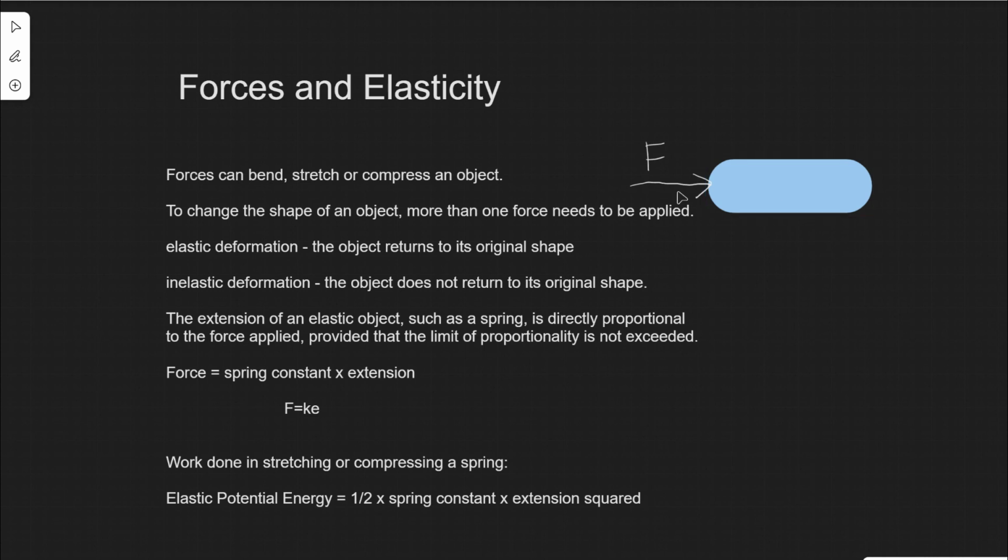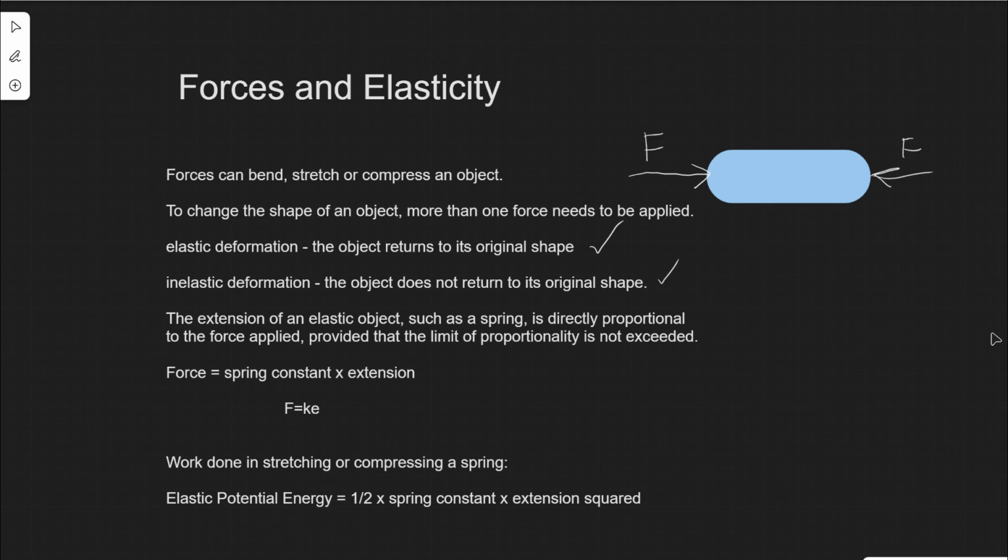Well, then if this is the only force that's applied to it, there's not going to be a compression, but what will happen is that this object will simply just move to the right. So what we want to do is apply another force to it, like so, and then if we were to apply both of those forces, then this object will compress. There's a difference between the types of deformation that can be caused. So for instance, we can have elastic deformation in which the object returns to its original shape, but we can also have inelastic deformation in which the object does not return to its original shape.